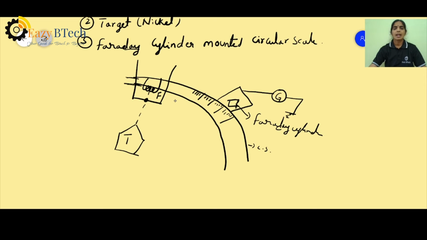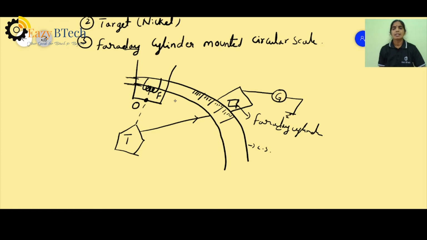So I repeat, you have a filament F provided for an electron gun. When this filament is heated, electrons are ejected. These electrons pass through the pinhole of the plate, say a pinhole here at the point O. This pinhole makes only a sharp beam to come out and be incident onto your target. The target is nickel crystal as we have said. Once these are incident onto the target, what will happen? They keep reflecting. Once they are reflected, they are collected by means of a Faraday cylinder.